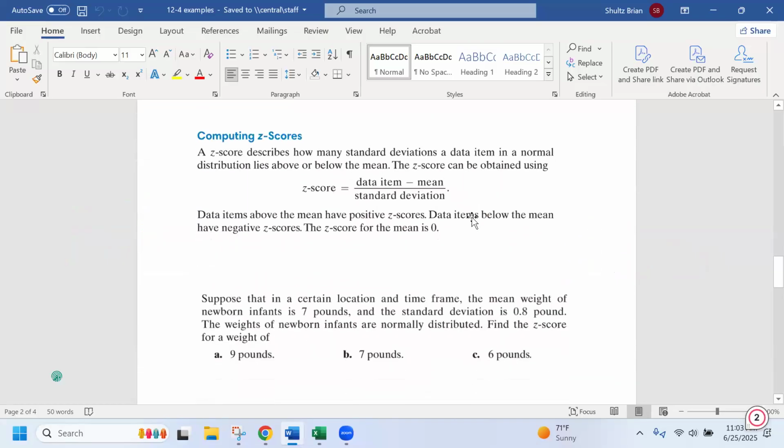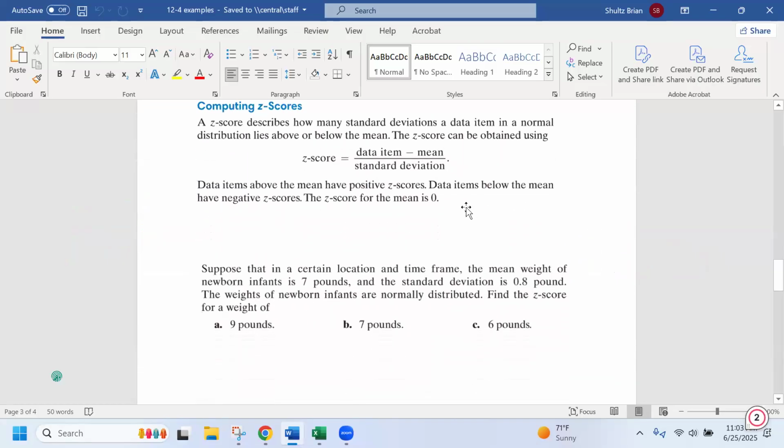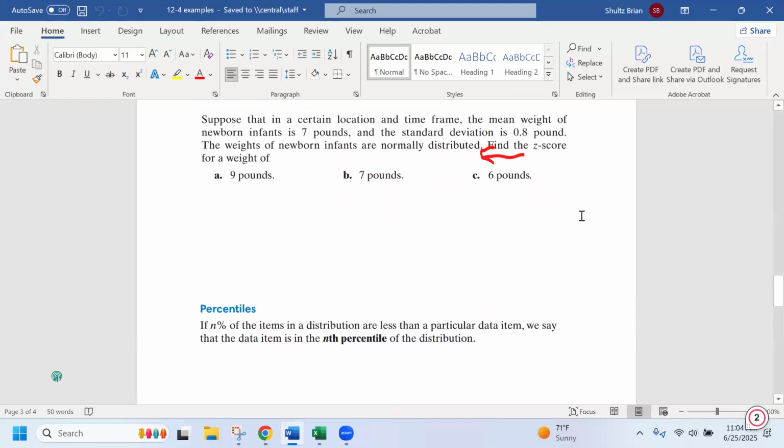Computing z-scores. A z-score describes how many standard deviations a data item in a normal distribution lies above or below the mean. The z-score can be obtained using this formula right here. Data items above the mean have positive z-scores. Data items below the mean have negative z-scores. A z-score for the mean is 0. So let's look at this example right here.